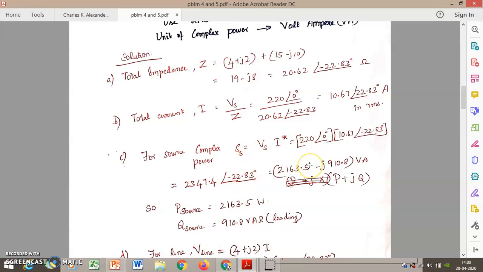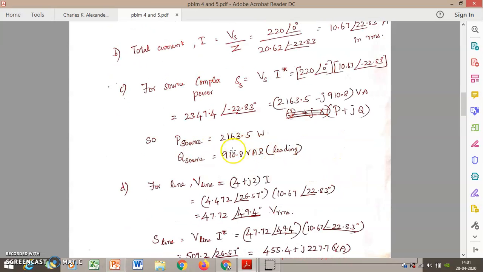Convert back into the rectangular form. From this rectangular form, we can calculate P and Q. This is our form P plus JQ. So this is your P or real power. This is your Q or reactive power. Since the answer is negative, it is leading. So I have written here.